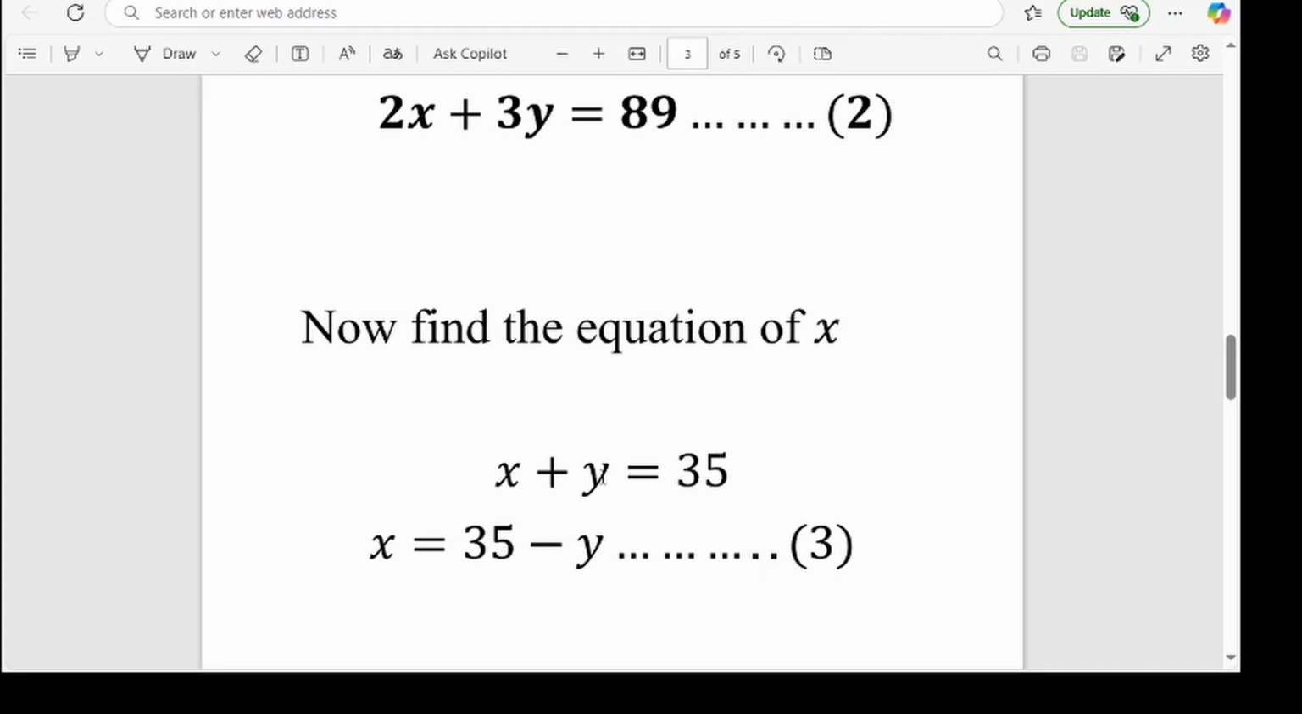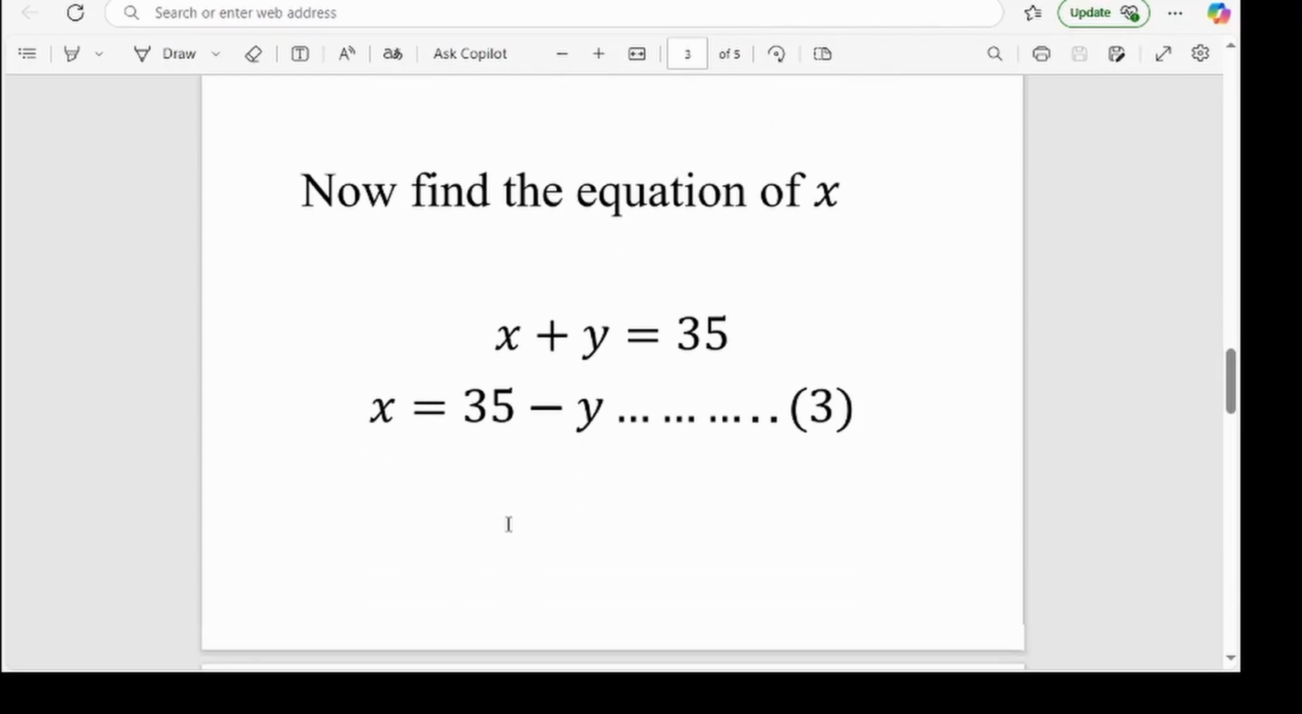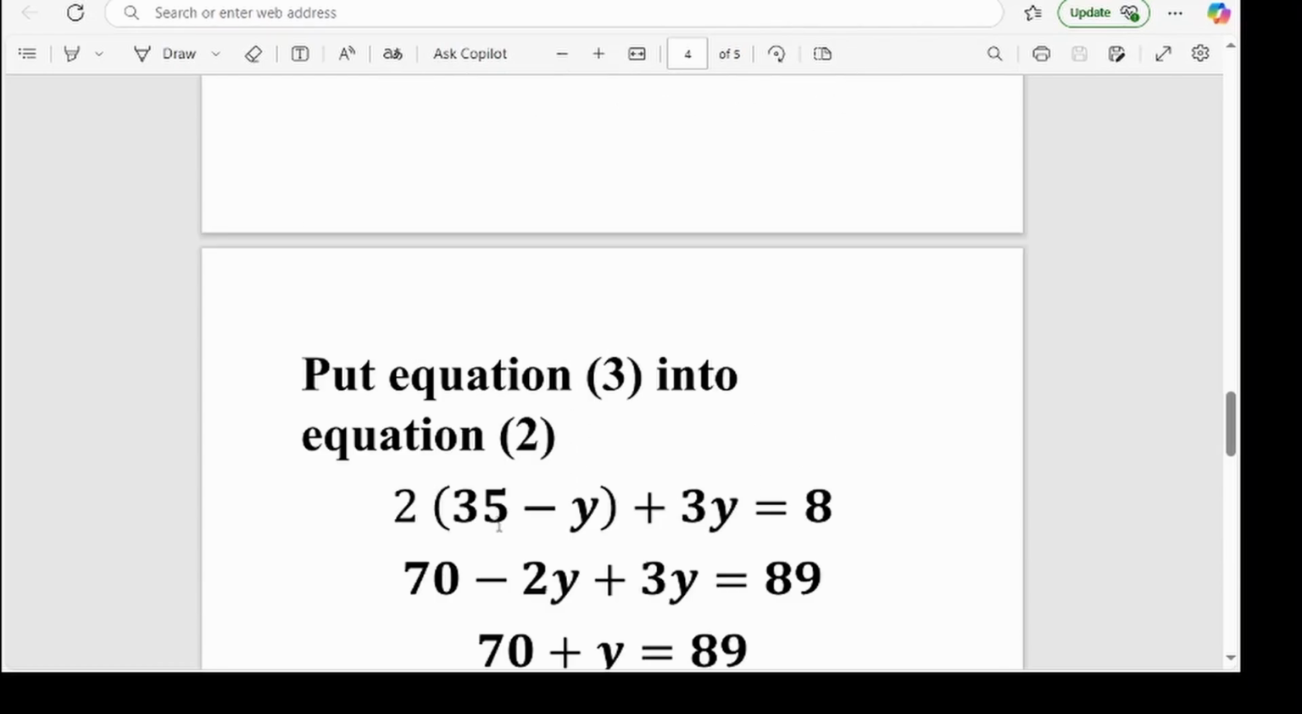So this is a positive y. It will cross to the other side and become a negative, because whenever a number crosses an equal to sign or an equation sign, it changes its form. So this positive y will change its form to become a negative y. Therefore we are going to get x equals 35 minus y, which is represented as equation 3. Right, so equation 3 is also given as x equals 35 minus y.